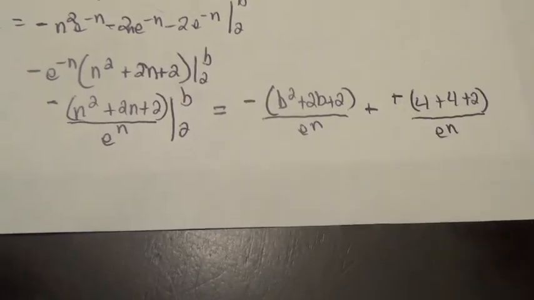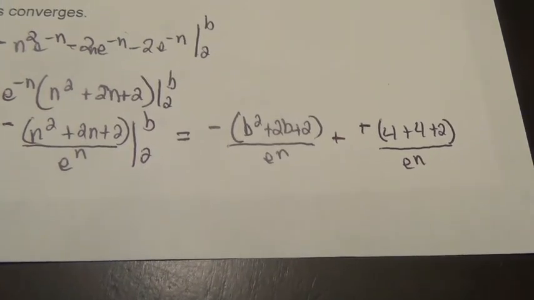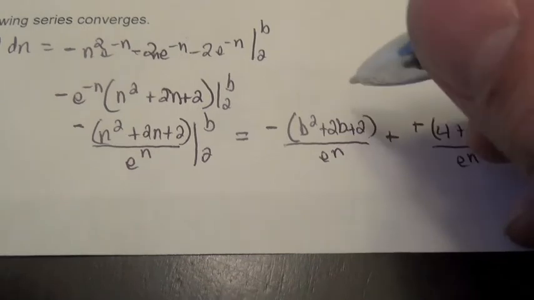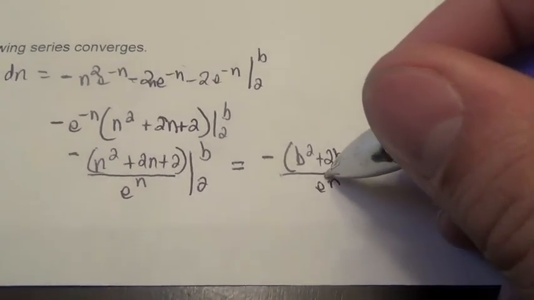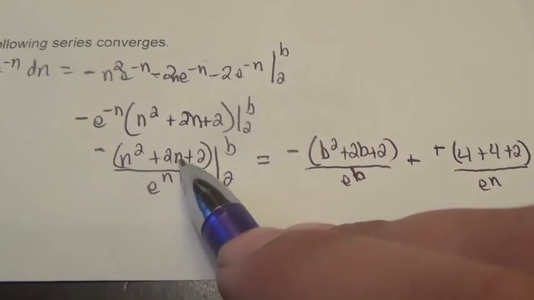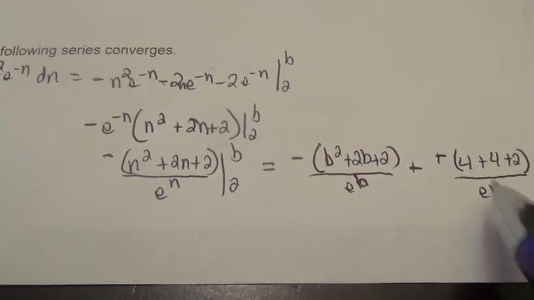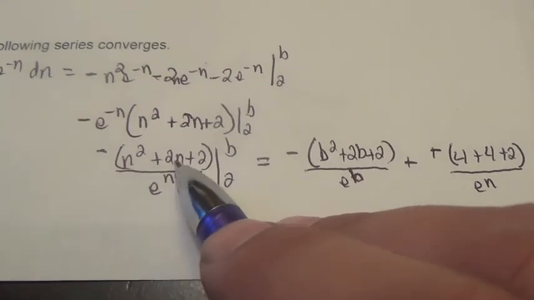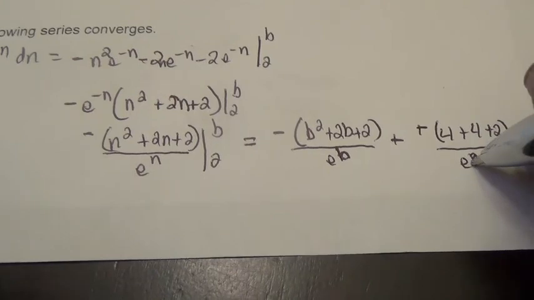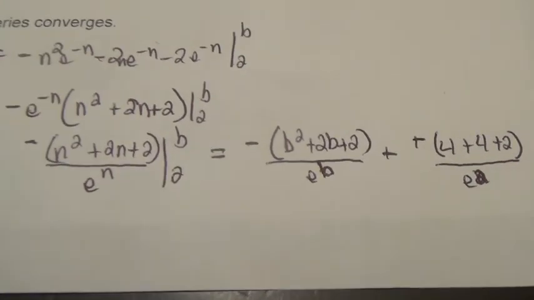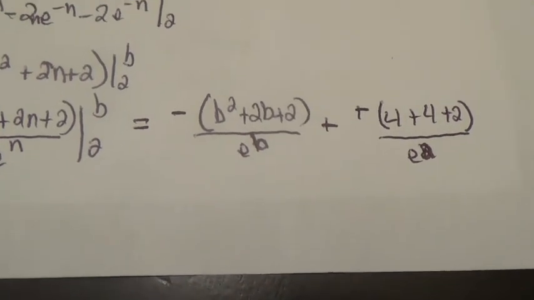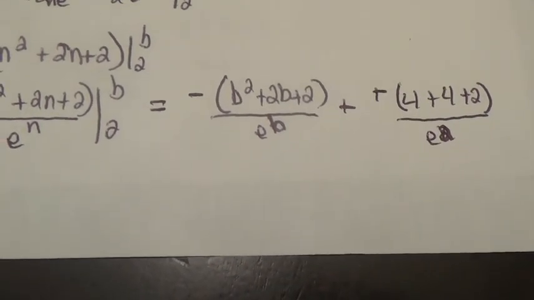And then we can add these. Sorry, losing focus here. When we plugged in our b, you should have b squared, 2b, and this is also a b, so the exponent should be b there too. Same thing should have happened here. Plug in your 2, you get 4, 4, 2, over e to the 2. So that's an e to the 2. Alright, done it a bunch of times today. See what happens now as b goes to infinity. That's what we're left to do.